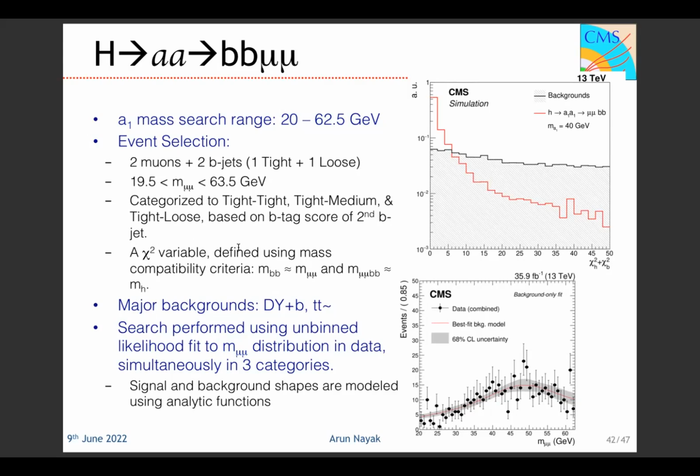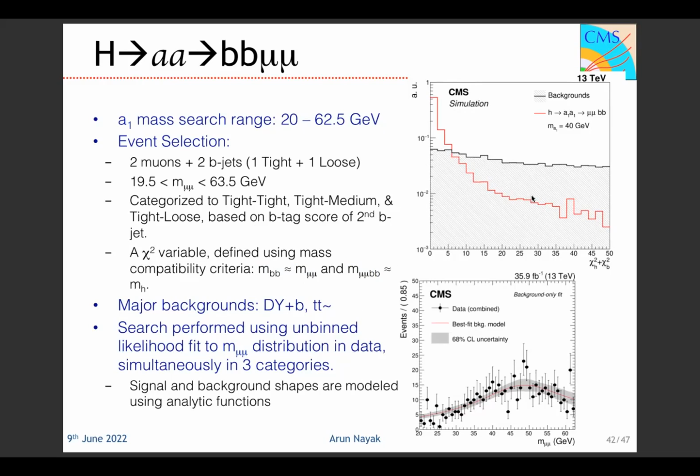And then a chi-square variable is defined to select the events, which basically checks the compatibility of the mass between the 2 B quarks and the 2 muons. They should be similar within their resolutions. And also the mass of the full di-A production is compatible with the mass of the Higgs. So that is the chi-square variable that is defined. In this case, the major backgrounds are Drell-Yan plus BB production and TT bar events, and the search is performed using a binned likelihood fit to the di-muon mass distribution in data, simultaneously in all three categories.